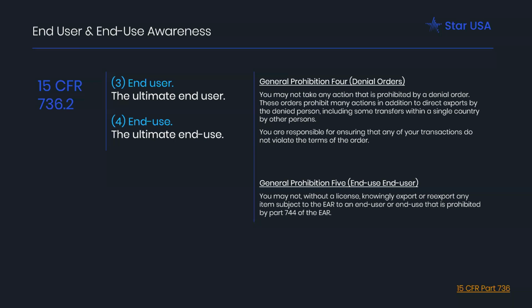When we talk about these denial orders, these prohibitions, you'll notice that they do not say in order to prevent these things, you must do X or Y or Z. They do not say that you must conduct restricted party screening. They say that you are responsible for ensuring that your transactions do not violate the terms of the order. And that is a very broad directive, but it helps to understand that they don't care what you did or did not do. You just may not violate the terms of the order. Whatever your processes are, do not violate the order.